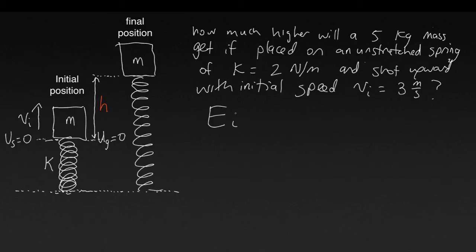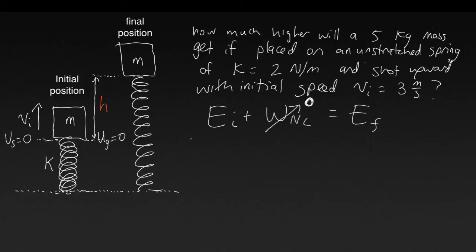E initial plus work non-conservative equals E final. Now, if we look at this situation, we've got a force due to a spring, and we've got a force due to gravity. None of these forces are non-conservative, so this makes it nice and easy. We get to get rid of this non-conservative work. There is none. So all the forces we have are conservative forces, and mechanical energy will be conserved.